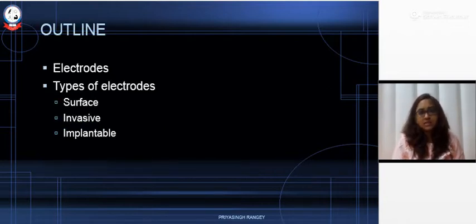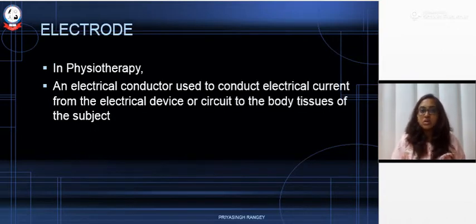Today we'll be talking about the different types of electrodes. So we'll be discussing what is an electrode, and what the different types of electrodes are, which comprise surface electrodes, invasive electrodes and implantable electrodes. So beginning with what is an electrode.